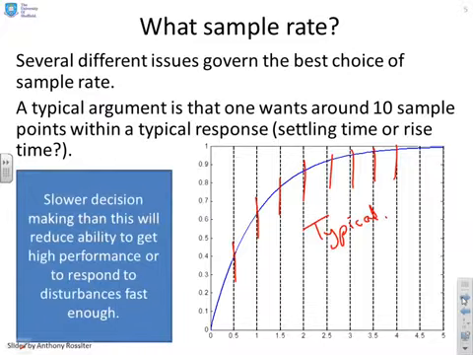And why do we say this? Because if you sample more slowly, then you're not able to get high performance, and you're not able to respond fast enough to any disturbances that occur. So if a disturbance occurs, you're not going to notice it till maybe one sample later. So you don't want that sample time to be too long, or it's going to be a while before you start rejecting it, by which time the effect on the output could be significant.